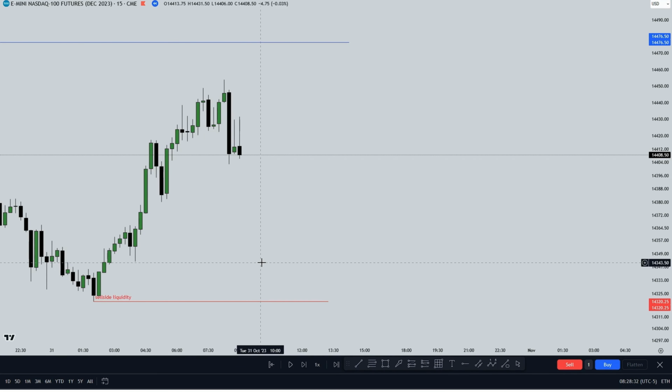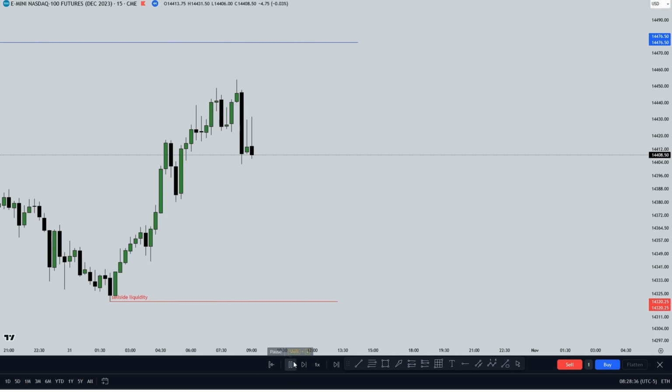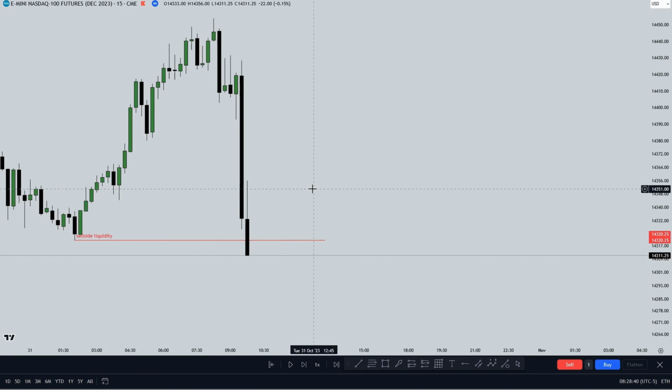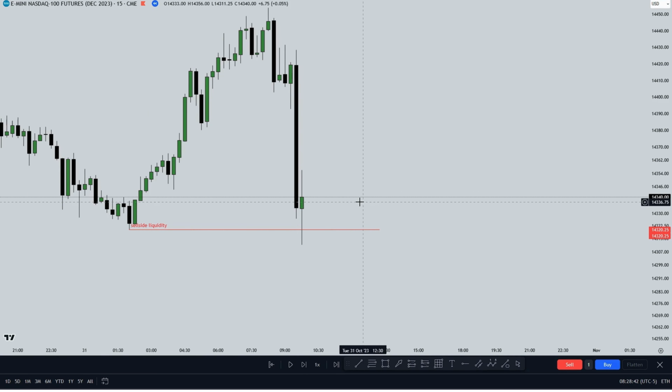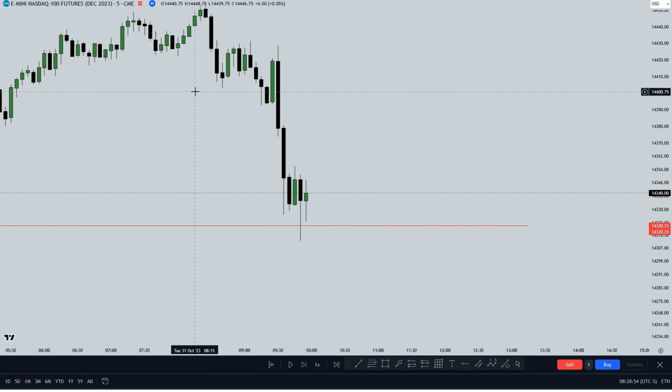So now let's see if we can take out the sell-side liquidity or the buy-side liquidity. Right here we touch the sell-side liquidity, and it's important to notice that we don't close below the sell-side liquidity. Whenever the first candle closes back into the range, we can go down into the 5-minute because we were at the 15-minute before.